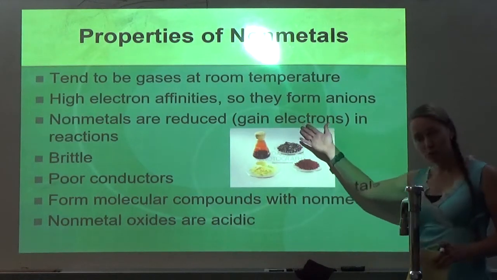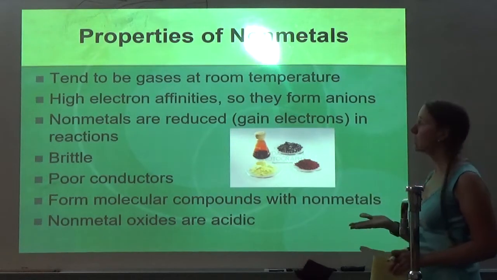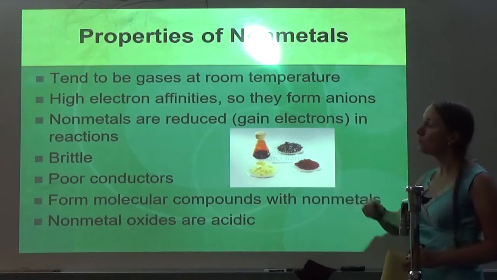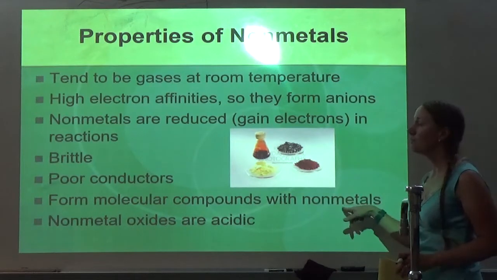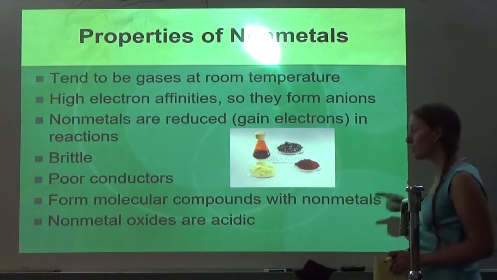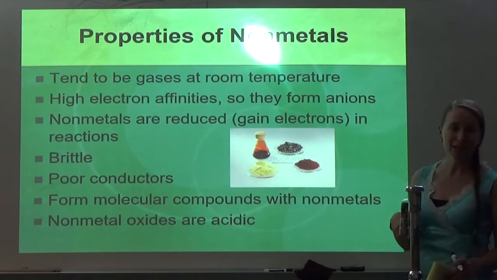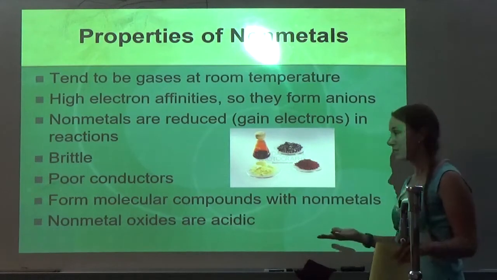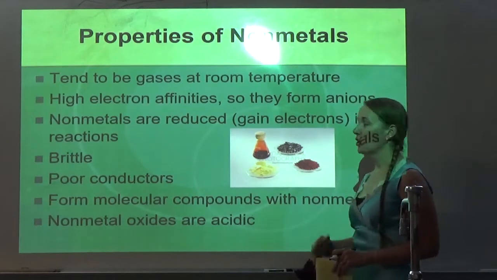Nonmetals are reduced, which means they gain electrons. Oxidation is loss, reduction is gain. They are brittle, poor conductors. They form molecular compounds with other nonmetals or ionic compounds with metals. And then nonmetal oxides are acidic.